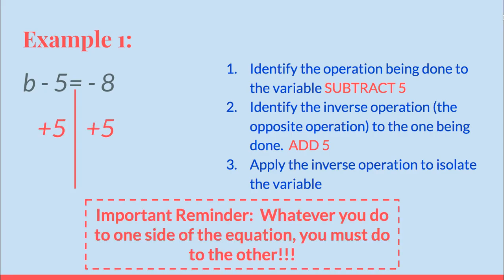It's important to remember that whatever you do to one side of the equation, you have to do to the other side. So our left-hand side and our right-hand side always have to be the same. So if I add 5 to the left, I also have to add 5 to the right. So I add 5 on both sides.